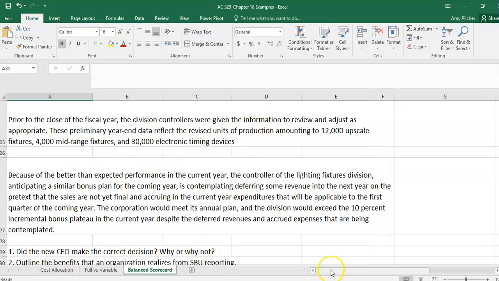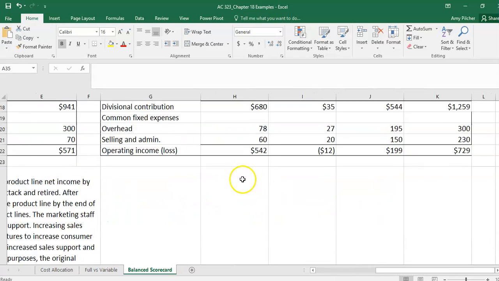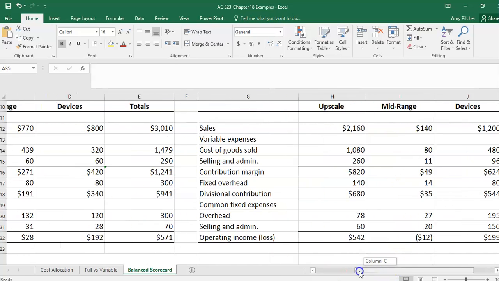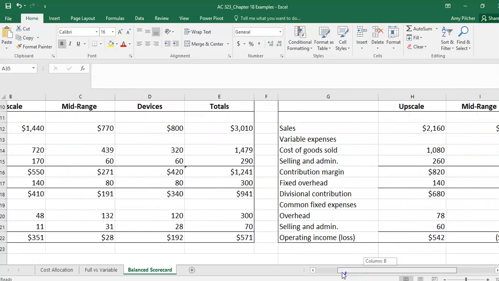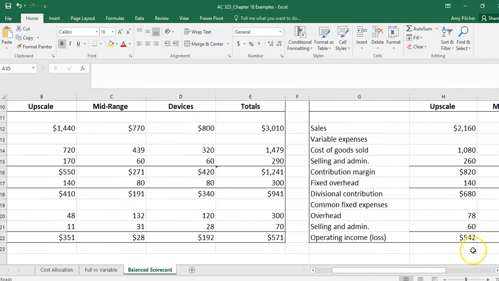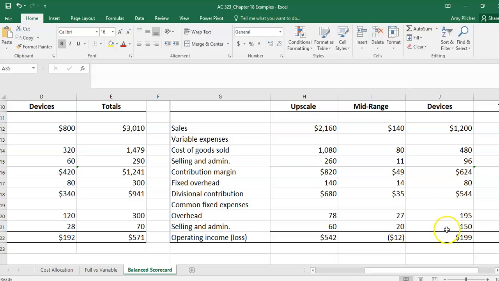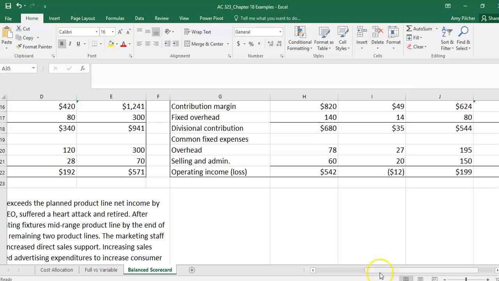And what they found was where they were in operating income or loss. So the mid-range was canceled partway through the year, and instead we focused on devices and upscale. We did sell more than we had originally budgeted. So if we compare our budget to our actual, we see that the upscale division more than exceeded that 10% amount. But the electronic timing devices has not exceeded that 10% bonus amount.